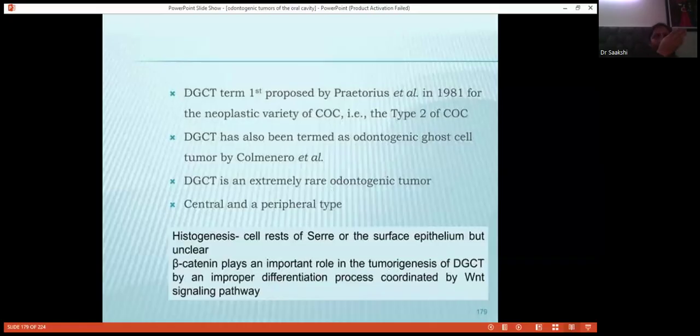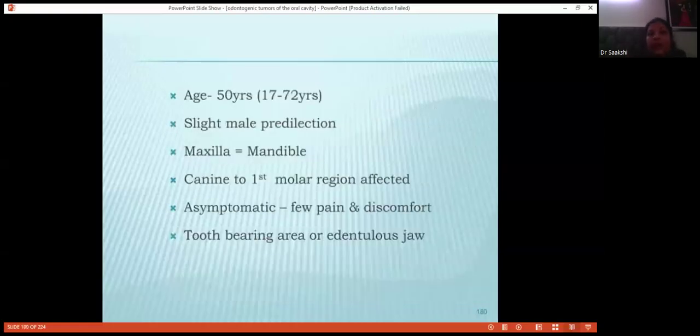जब आपका tooth formation start हो रहा था, that is from bud, cap और bell stage, उस पे ये सिग्नलिंग पाथवे एक्टिवेट होता है ताकि आपकी जो ये स्टेजेस है वो एक स्टेज से दूसरे स्टेज में जाने के लिए आपका ये पाथवे यूज होता है. तो वहां पे कभी कभी आपका इम्प्रॉपर डिफरेंशिएशन होता है बिकॉज ऑफ द बीटा कैटेनिन, जिसकी वजह से आपका COC डेवलप होता है. Now usually seen around the 15 years of age, but varies from 17 to 72 years.